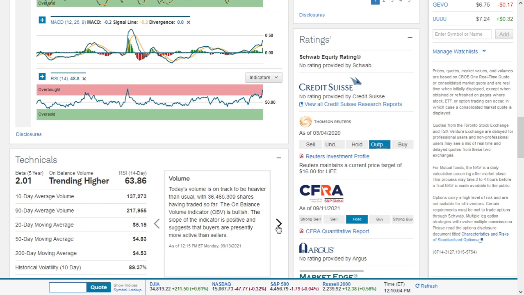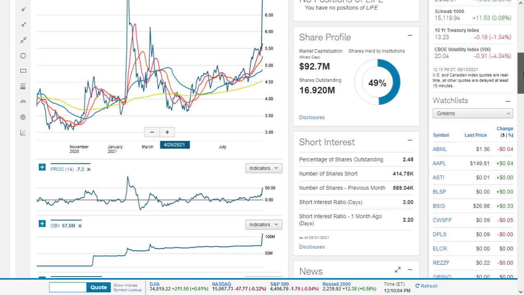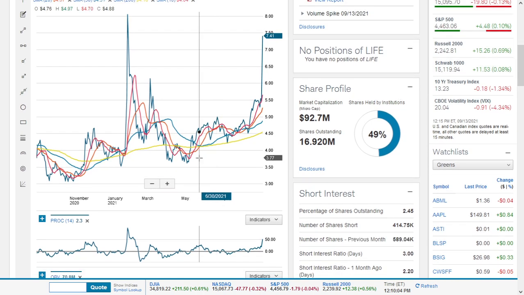Indeed, you can see the 10-day average is 137,273. The 90-day average is also small, 217,955. The on-balance volume indicator is bullish. The slope of the indicator is positive and suggests that buyers are presently more active than sellers. So this stock has been trading on below par volumes, but even at that, it has continued to extend bullishly, even though it's been doing that with some minor corrections. So it's been extending nicely since April.